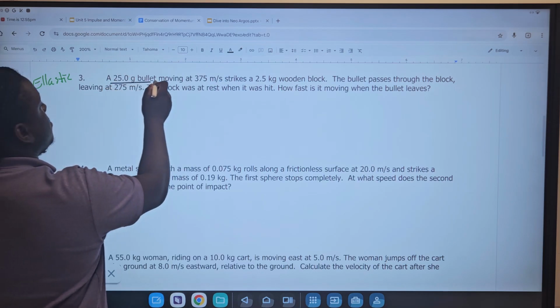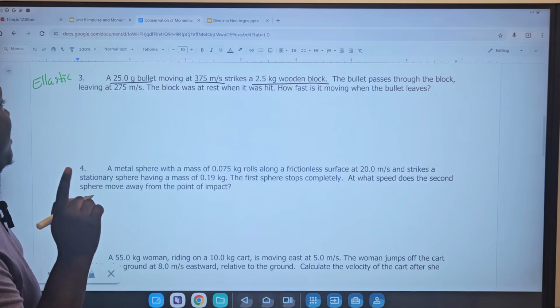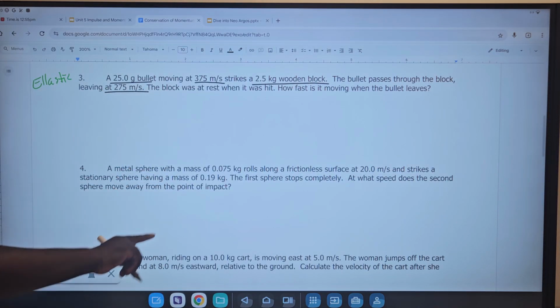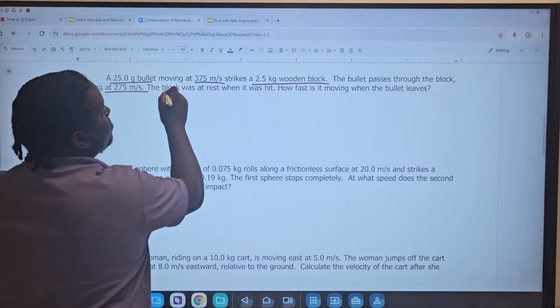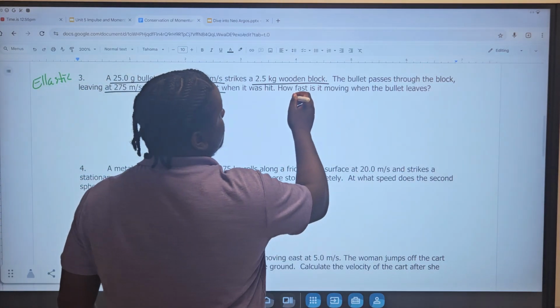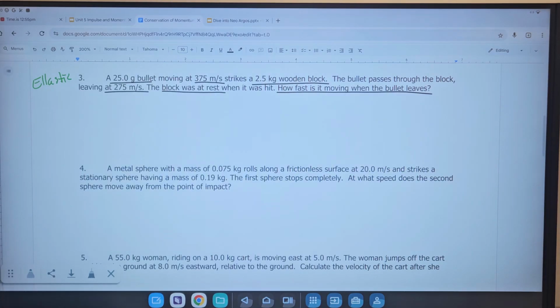So we have a bullet, we have the bullet speed, we have a wooden block. Bullet passes through the block, leaving at 275 meters per second. That leaving section, again, the bullet passes through the block, leaving at some speed. That's what makes it elastic. They do not move together. At no point does it say they are together. So the block was at rest. When it was hit, how fast is it moving when the bullet leaves? So this is asking about the speed of the block after the bullet leaves, because there's some speed loss. The speed must have gone to something.